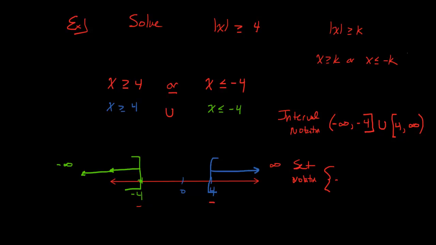we're going to write this as the set of x such that x must be less than or equal to negative 4 union x must be greater than or equal to positive 4. So that's how we're going to write that as set notation. So there's two different notations. I tend to like interval notation with this type of question, but again, that's just my preference.